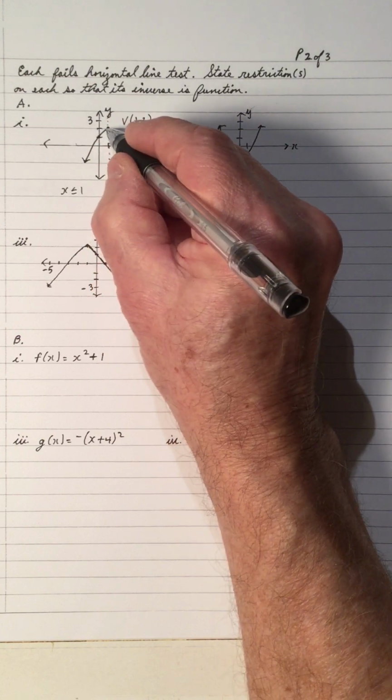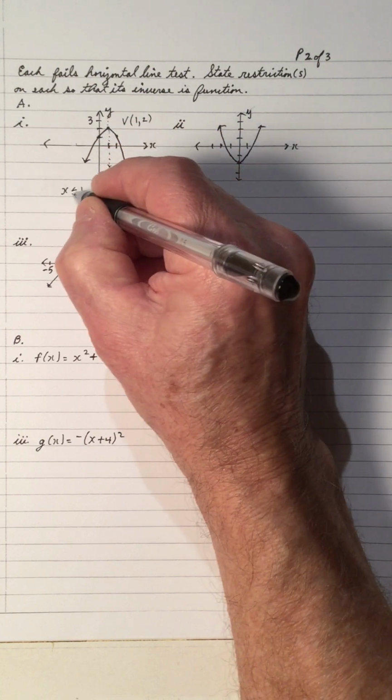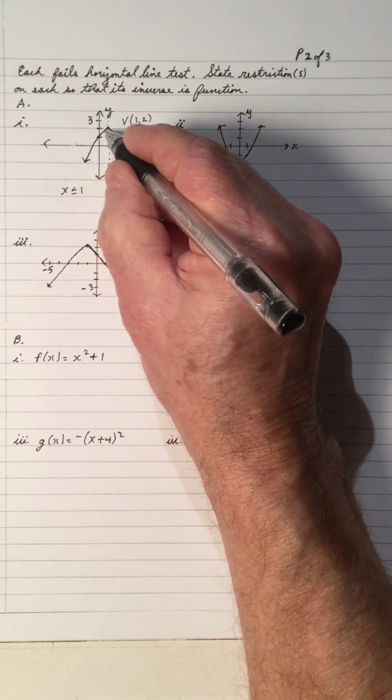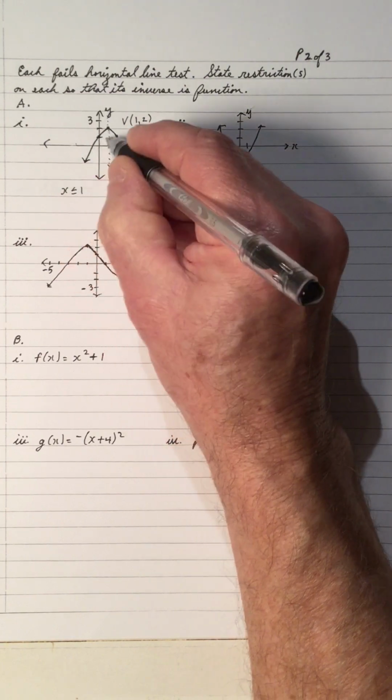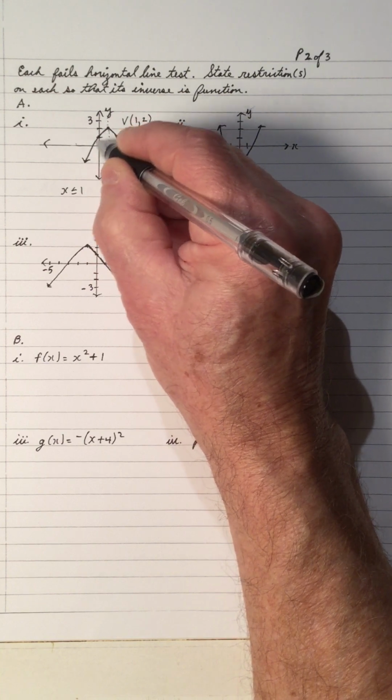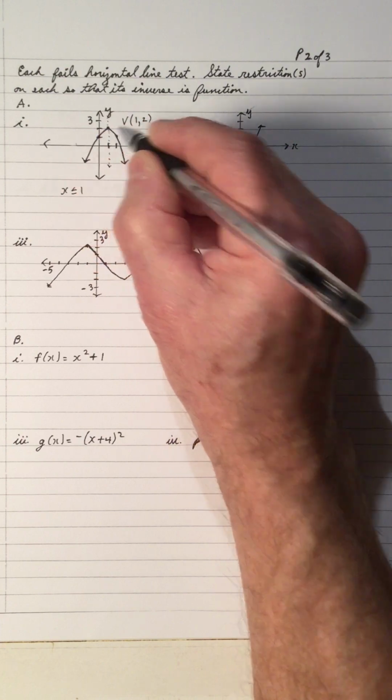We get this left side is right here. This is one piece. So when you take the values of x less than or equal to 1, you only get this half part of the parabola. And that means it passes the horizontal line test.